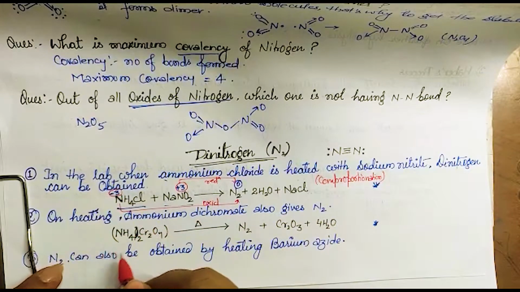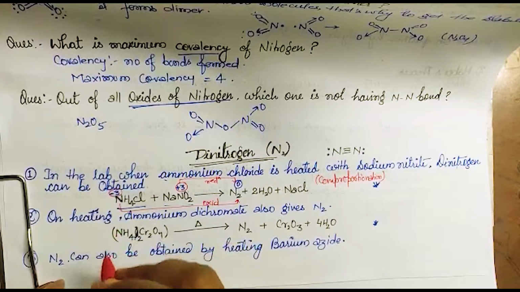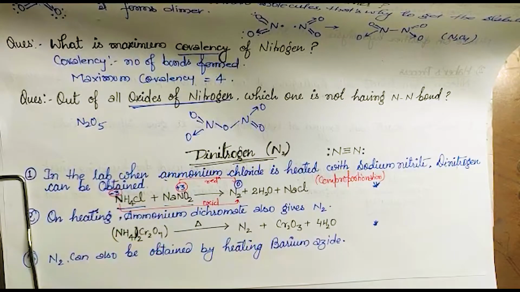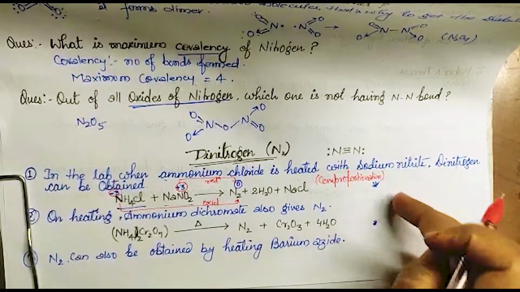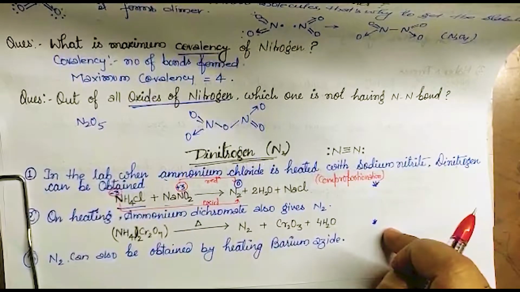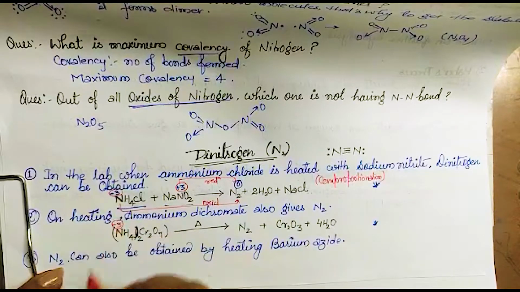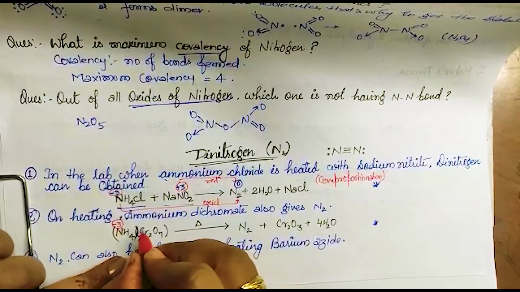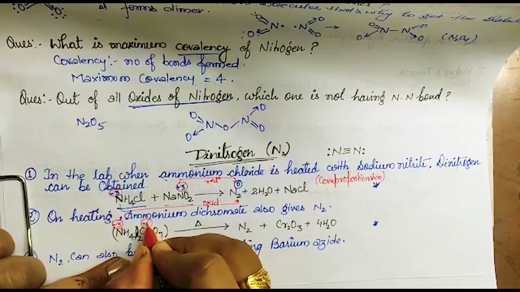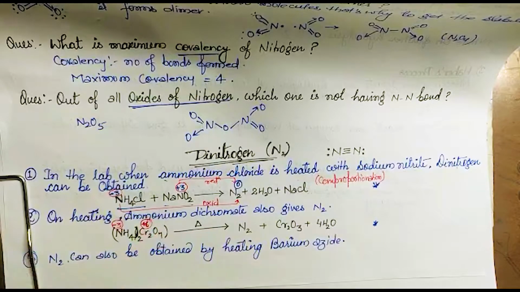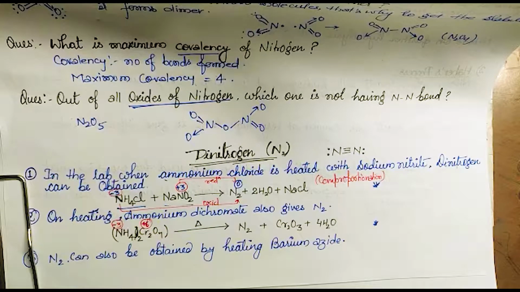Okay, so now next thing, on heating, ammonium dichromate also gives N2. How come ammonium dichromate? This is here. If we find the oxidation number, you have to keep the 2 points what I told you in your mind. This is -3. Just find the oxidation number of N here. It is -3 and the chromium is in +6 state. You can find the oxidation state.